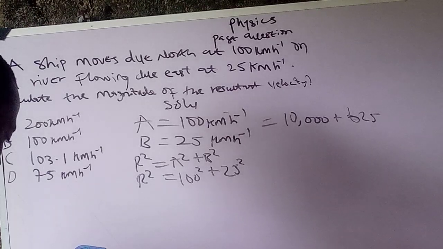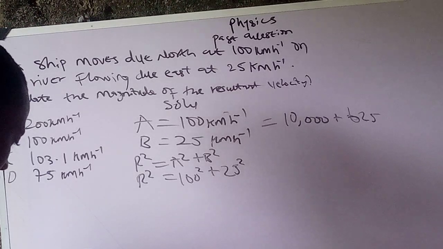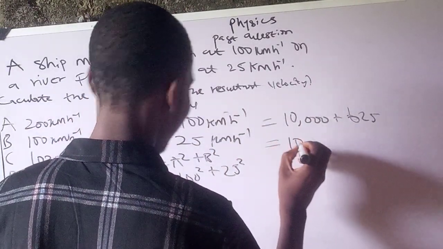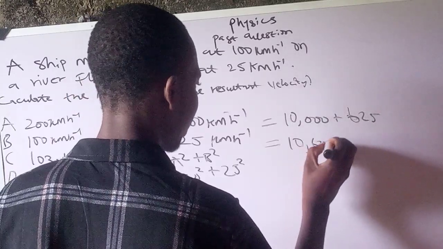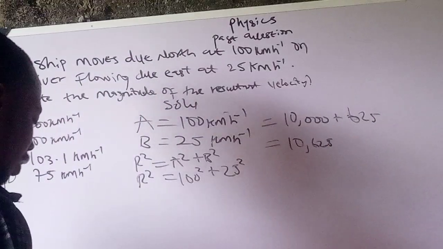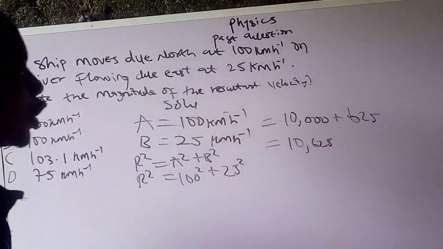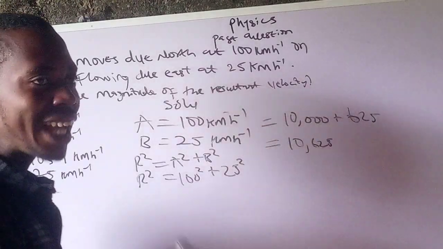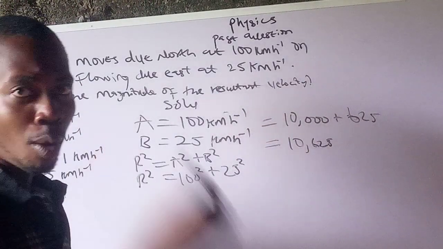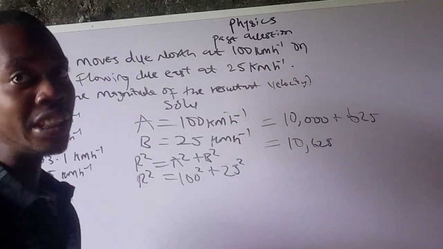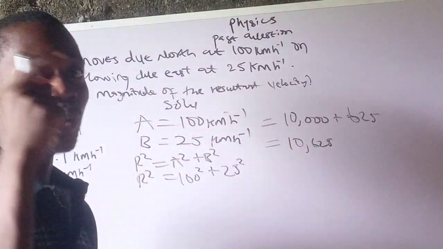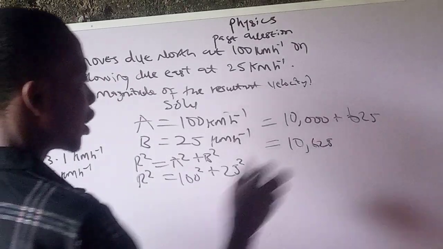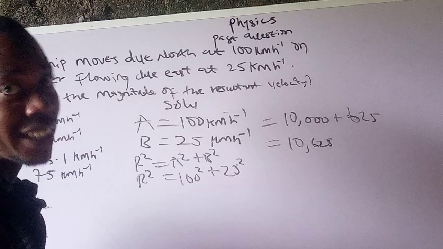10,000 plus 625 will give me 10,625. Now this is the place that usually fails us. You will just do it like this and stop here. Remember that in physics, once the thing they ask you to find in that question is squared, you are going to find the square root of your answer after solving. Sink that into your head. Now let's find the square root of this, because R, which is the resultant, is squared.